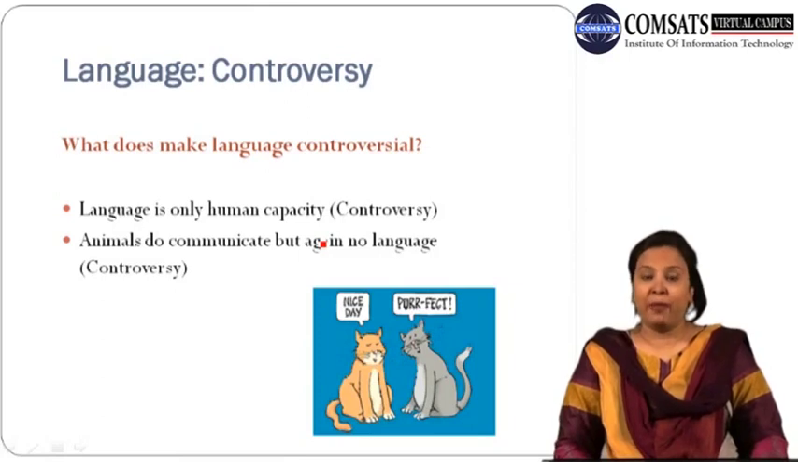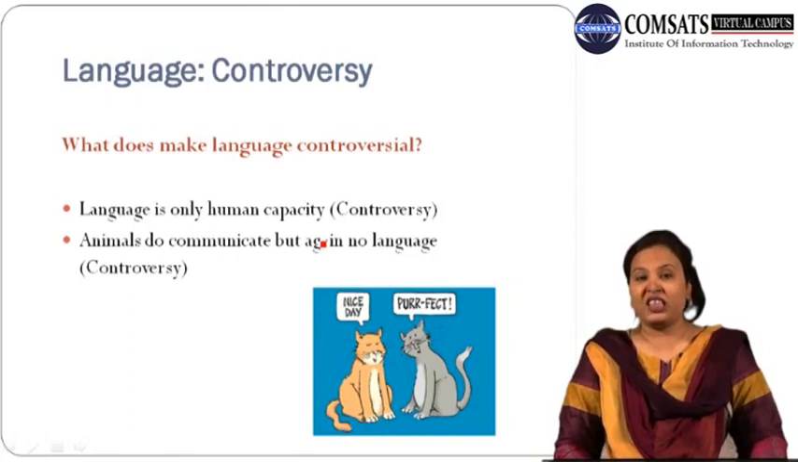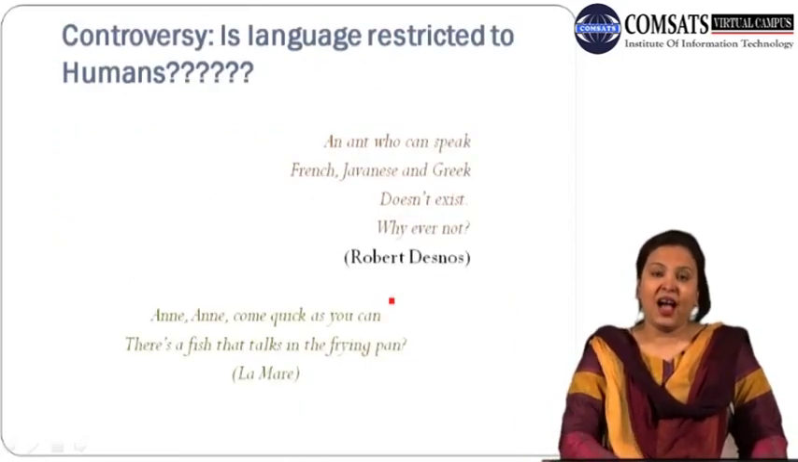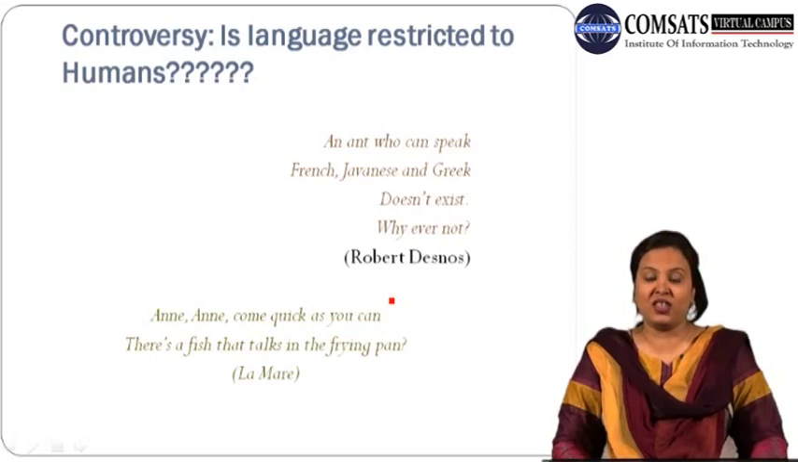My lecture would be primarily based on the book The Articulate Mammal by Jean Aitchison, chapter number 2, Can Animals Talk? The majority of the features that I will discuss today to make this distinction clear between human communication and animal communication, I would quote from Aitchison. So to start with this controversy, I have chosen some short poems from the book of Aitchison to explain how this controversy actually started.